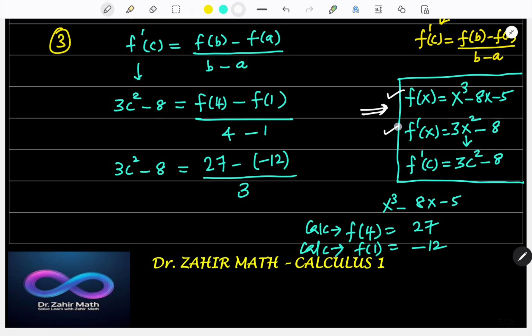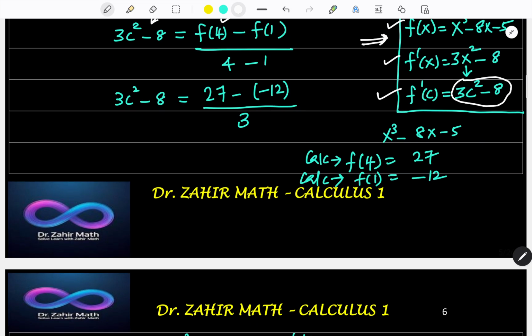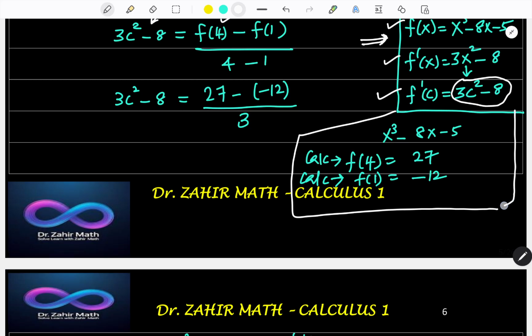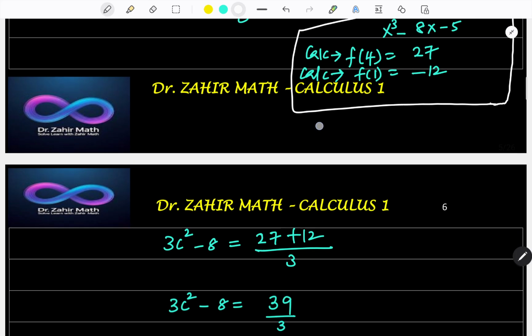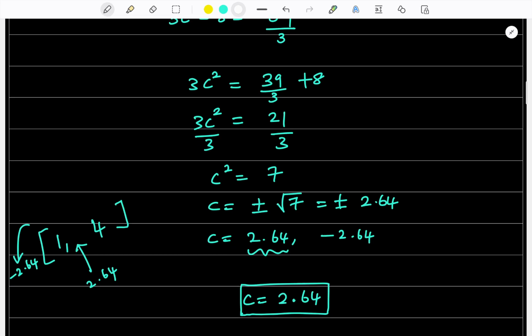So your f of x, f dash of x, f dash of c. I take this f dash of c and put it here. And then f of b, f of 1, I calculated using the calculator. I told you in the class how to use this in the calculator, right? So it's very, very simple. Keep in mind, it's very, very simple, right? Then after that you're going to calculate the value of c. There may be two values, but at least one value only.